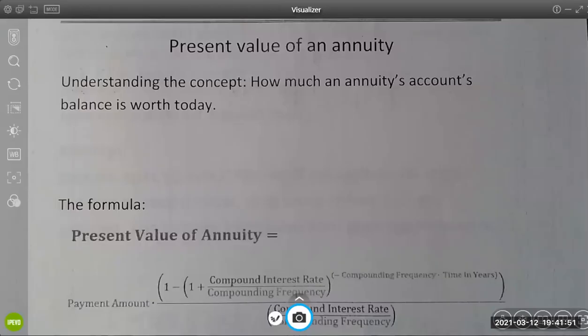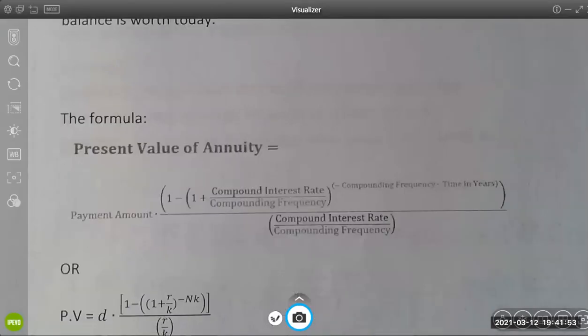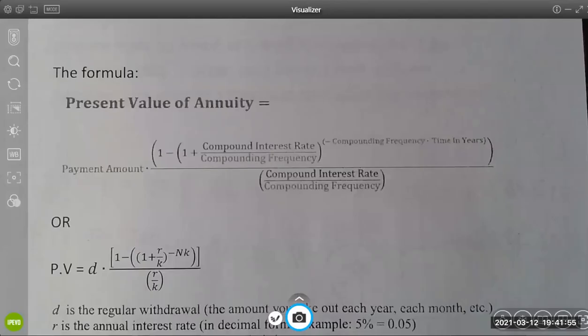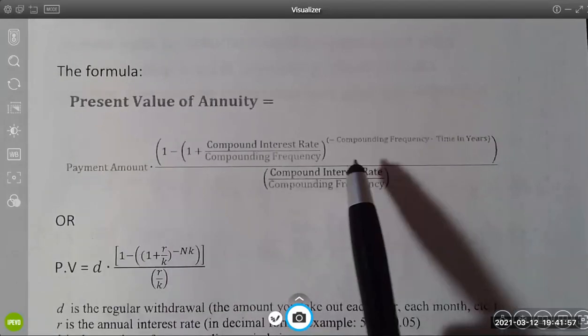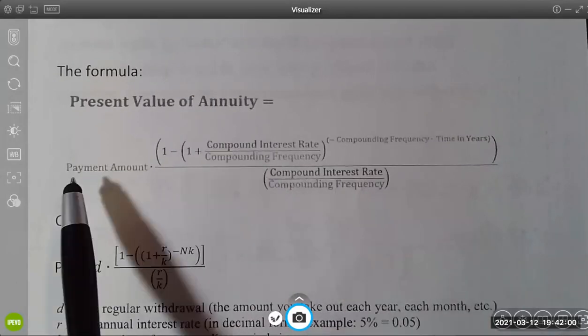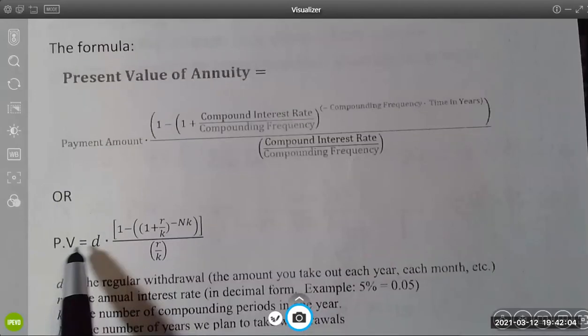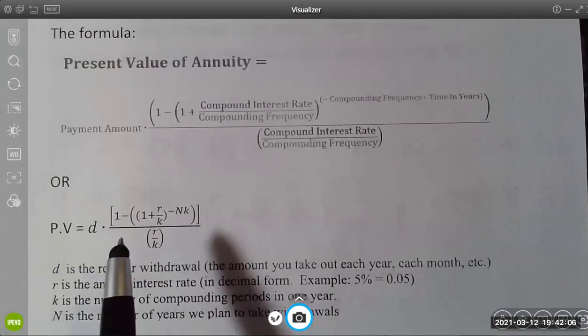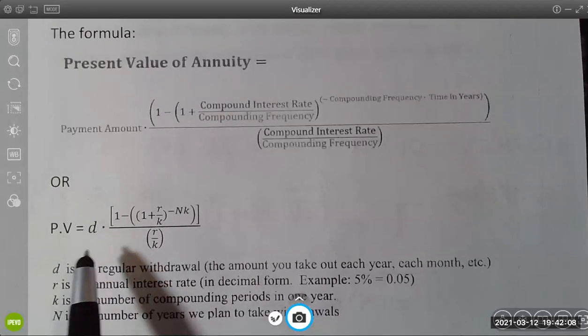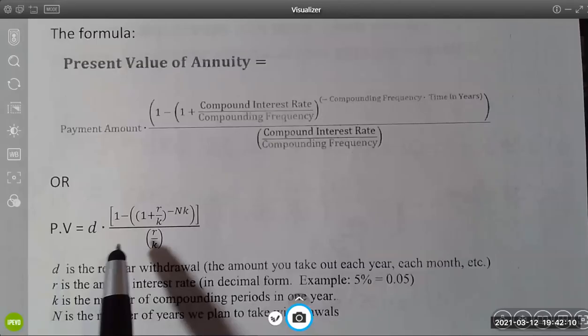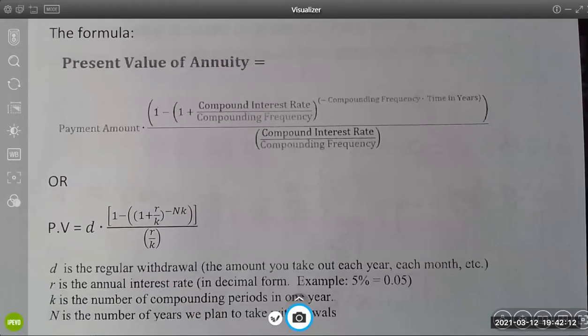First of all, let's look at the formula. The first one is the description in English, so the meaning of each part in the formula, and this is the formula itself. So make sure you differentiate between present value of annuity and the future value of annuity formula. They look similar, but definitely they're different.